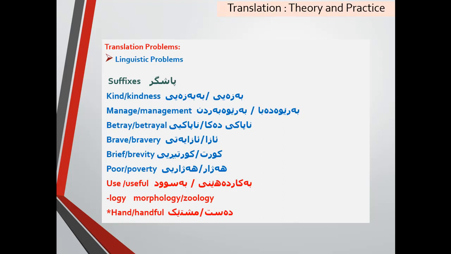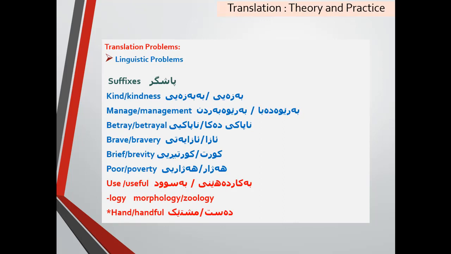And logy, as the suffix given to several other words, it becomes the study of. So morphology, the study of morphemes. Zoology, the science of zoo.